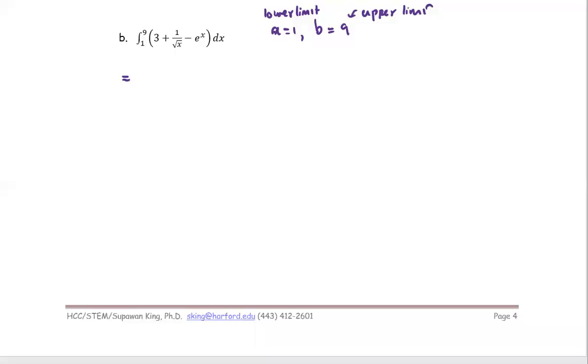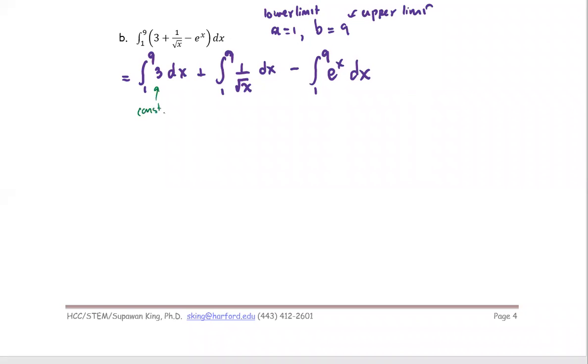So we're gonna start with using the rule that the integral of the sum is the sum of the integrations. We can treat it as the integral from 1 to 9 of 3 with respect to x, plus the integral from 1 to 9 of 1 over square root x with respect to x, minus the integral from 1 to 9 of e to the x with respect to x, and treat it one by one. Okay, the first one is called the constant integration. That's from the integral of k with respect to x is kx.